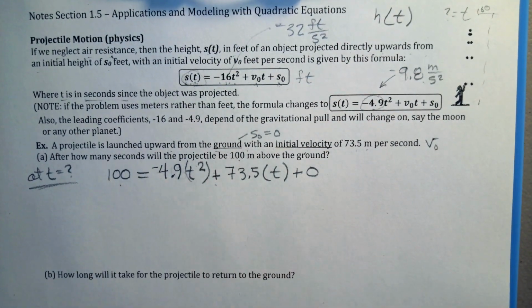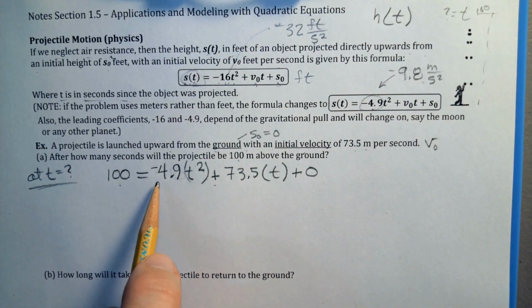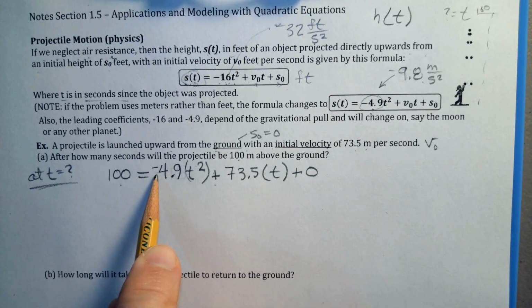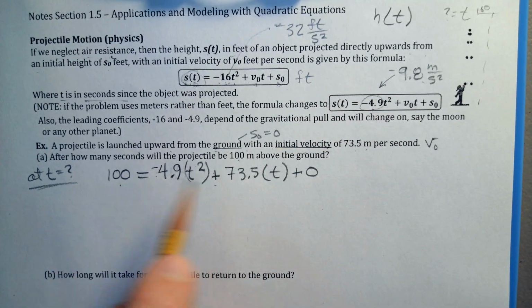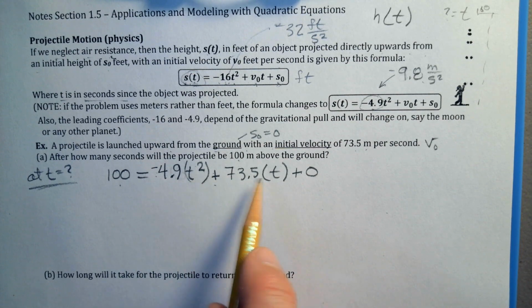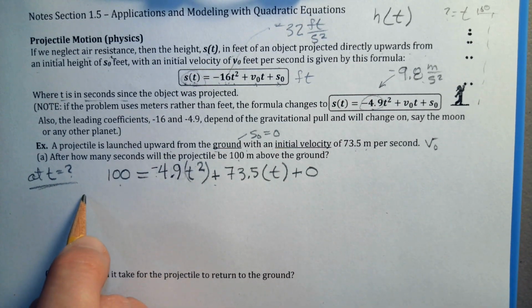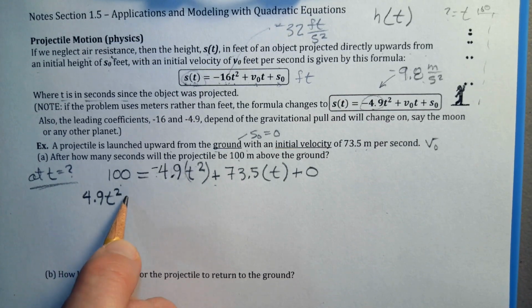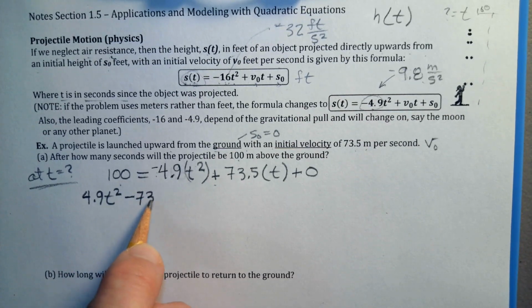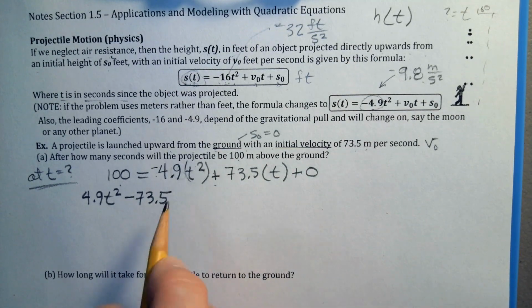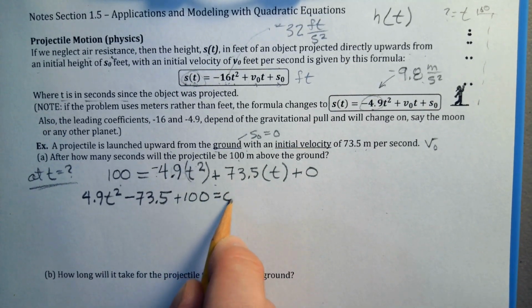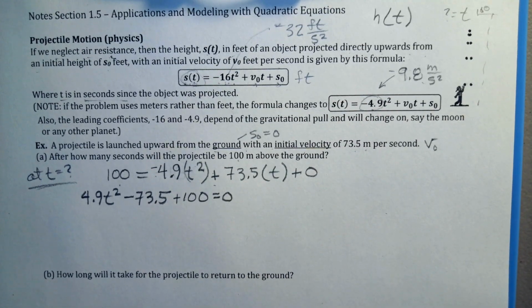All right, so what I want to do is probably just bring all this to the same side. Also, it's always helpful to have your leading coefficient be positive. So rather than bring this 100 to the right, let's take these two to the left. So we have 4.9 t squared minus 73.5 t plus 100 equals 0. Okay.